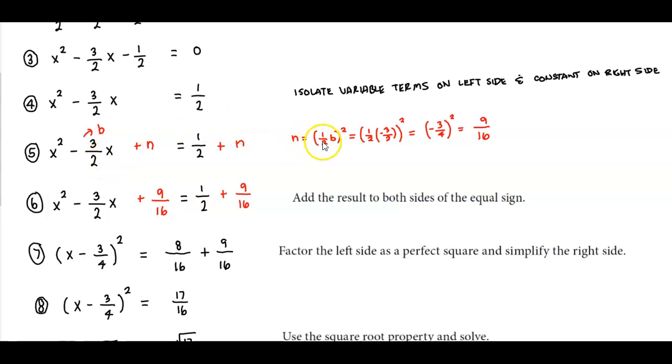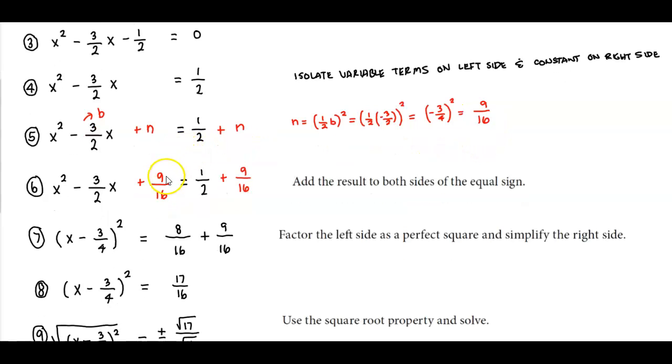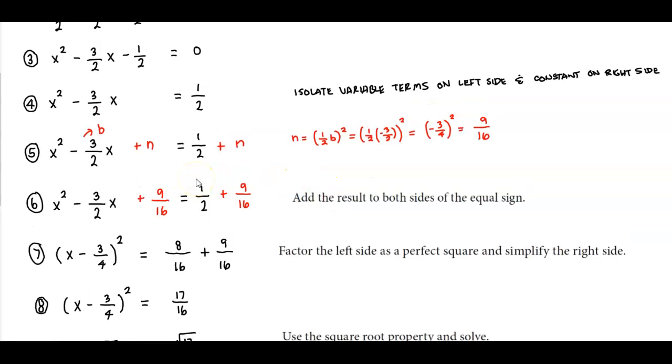So n is going to equal 1 half b, squared, which is equal to 1 half times negative 3 over 2, squared. Well, 1 times negative 3 is negative 3. 2 times 2 is 4, so we get negative 3 fourths. When we square that, we get 9 over 16. So now we're going to add the result to both sides of the equal sign.